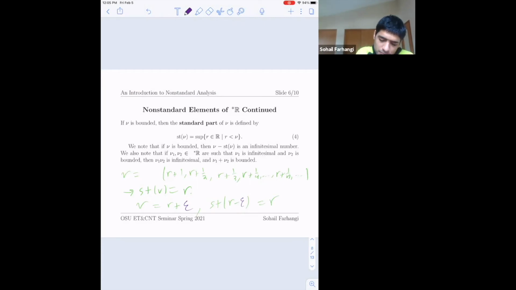And as Michael was asking, the next thing I was going to say is, if you have an infinitesimal number and a bounded number, then the product will be infinitesimal and the sum is still going to be bounded. So this should be pretty obvious, I think. Right? If V2 is bounded, then here.